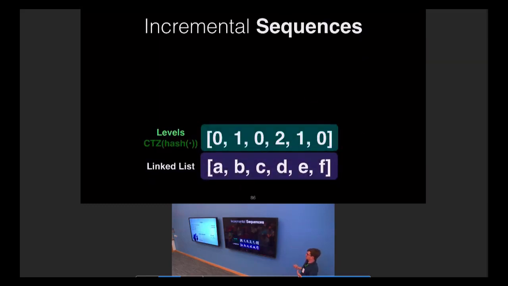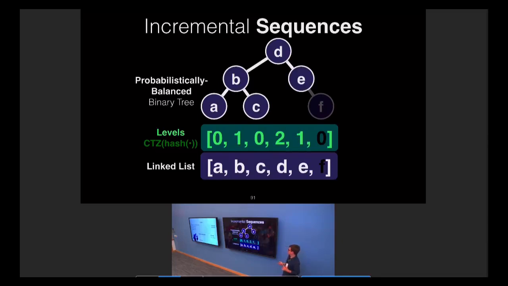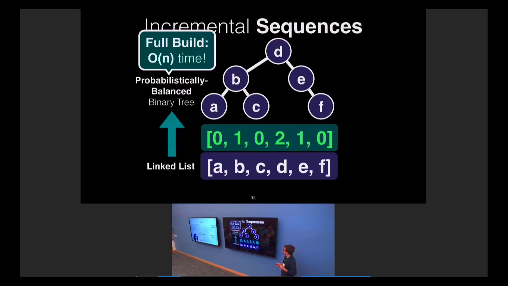Let me just tell you really briefly how that works. It's based on this idea of a negative binomial distribution. Imagine I have these elements A through F, and I can map each one, in a deterministic way, to an element in a negative binomial distribution. So you tend to get big numbers very infrequently, and little numbers very frequently. And then you can build a probabilistic balanced tree on top of that idea. That's the idea in a nutshell.